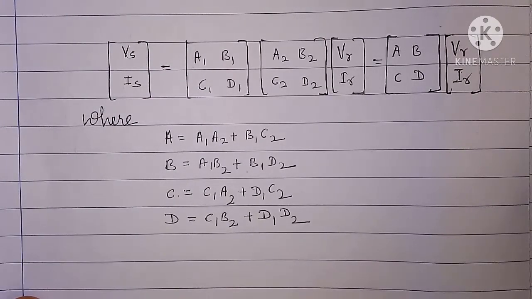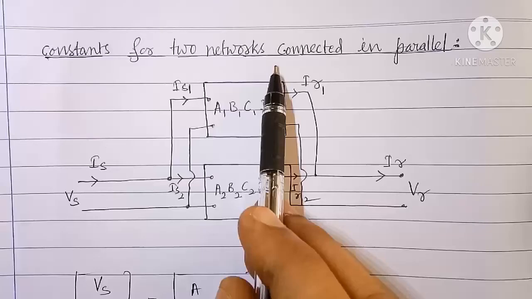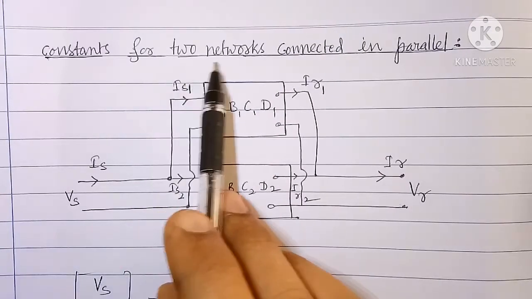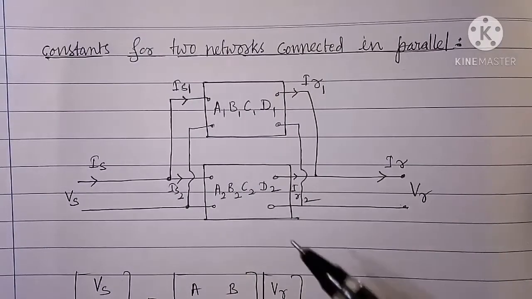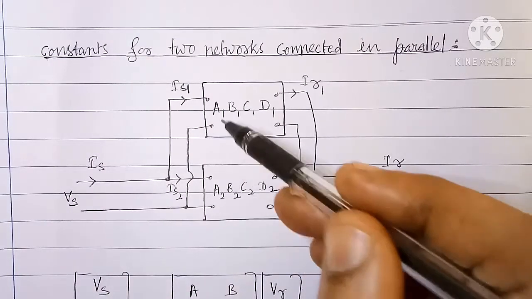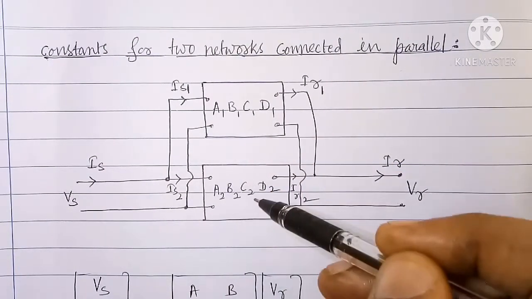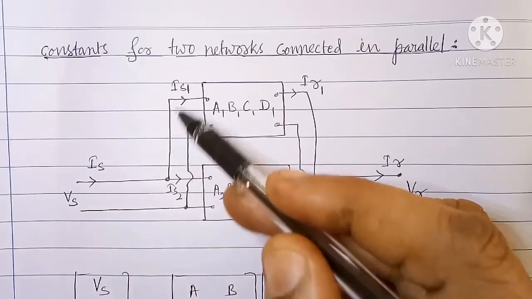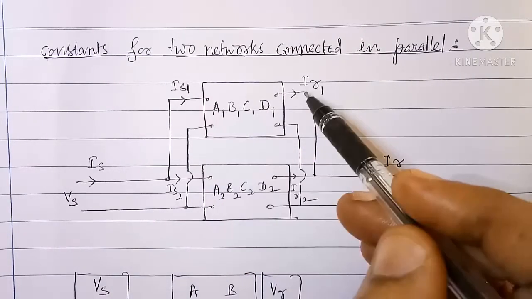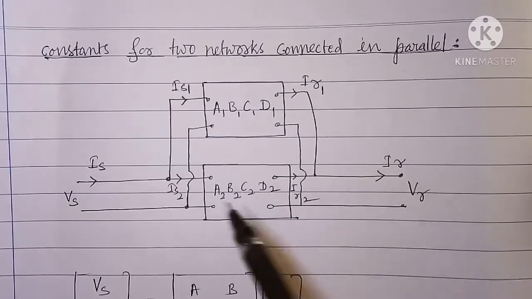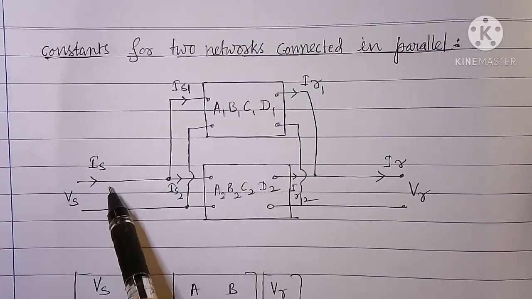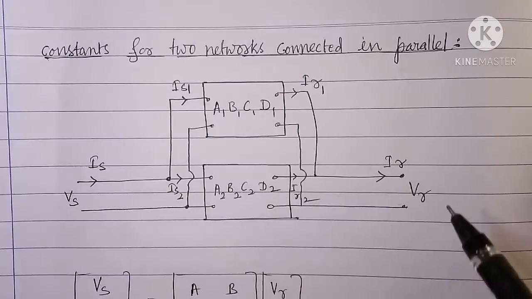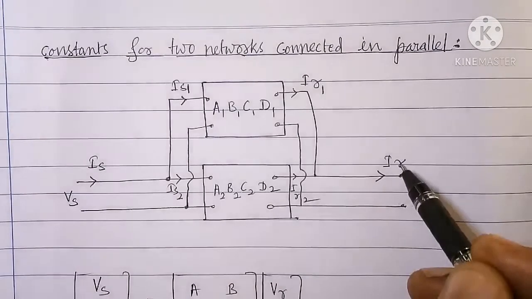Now we will see how the ABCD constants are written for two networks connected in parallel. Now you see here, A1, B1, C1, D1 first network, A2, B2, C2, D2 second network, and the respective currents are shown here, Is1, Ir1, Is2, Ir2. This is the sending end voltage and current set here, receiving end voltage and current set here.